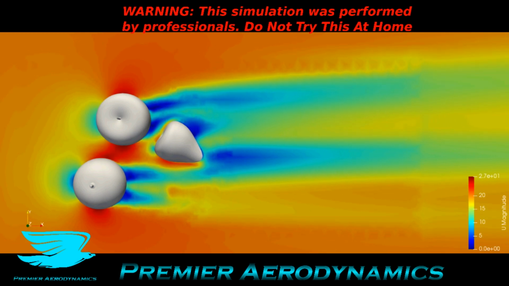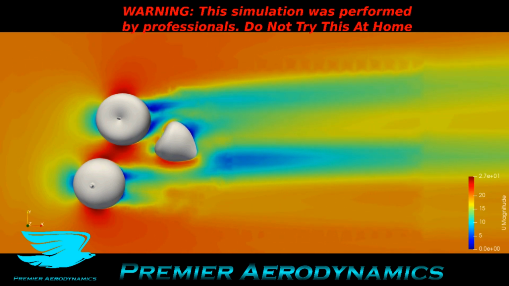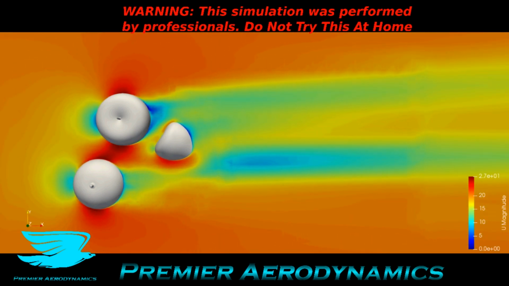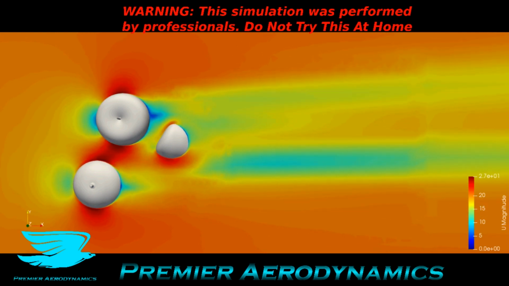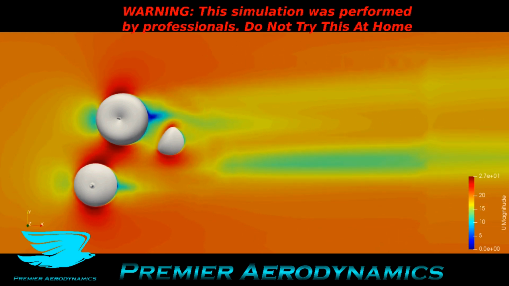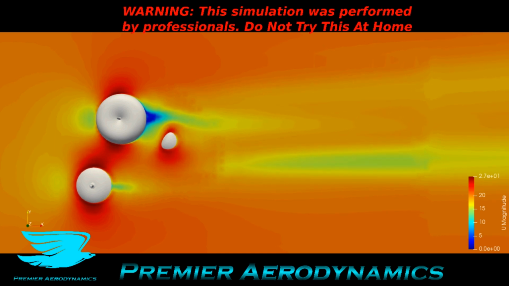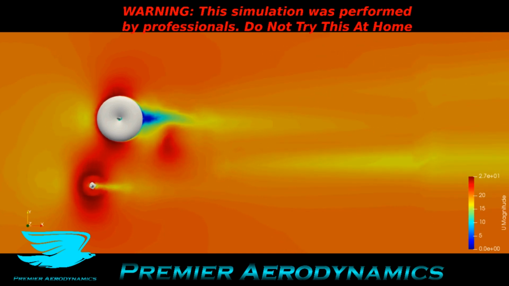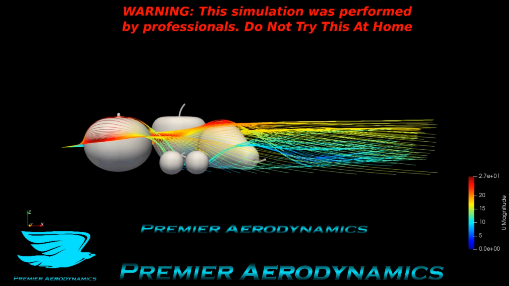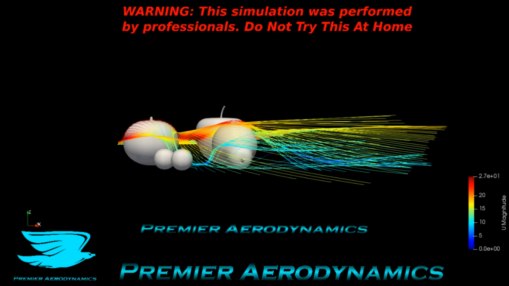The apple and the orange make quite big wakes. The pear, on the other hand, because it has like a streamlined back half of it, isn't too bad. It is still fairly bad when you get close to the ground. But as you move up, it sort of is not too bad compared to the other ones. And these are streamlines showing where the flow is moving through.